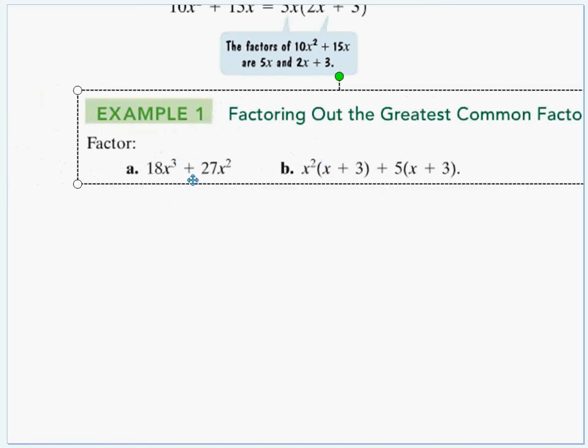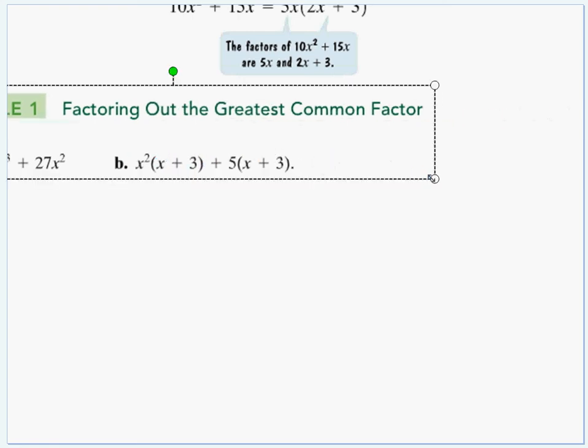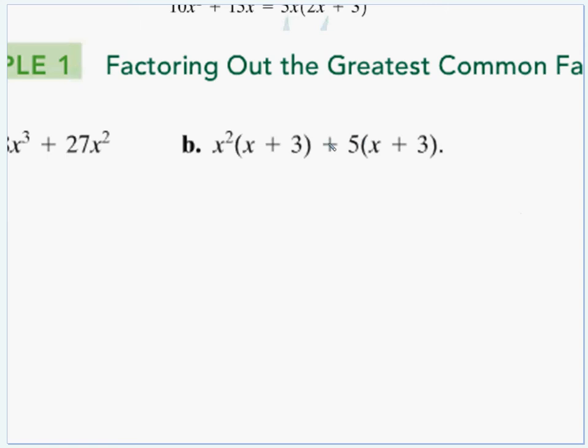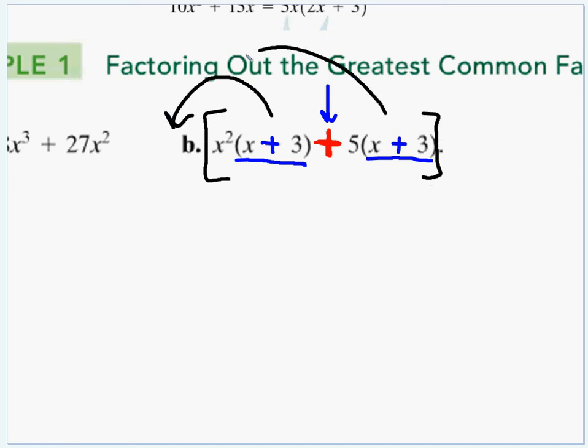In letter A, we only had one plus or minus sign to separate our terms. Here it looks like we've got 3 plus signs, but let's be careful. Here's a plus sign in between, and the other plus signs are part of a term. This is an x plus 3 term, and this is the exact same x plus 3 term. So this red plus is really what's separating our big terms. For me, this makes a little more sense if I put a set of brackets around the whole thing. We want to factor stuff outside of these brackets.